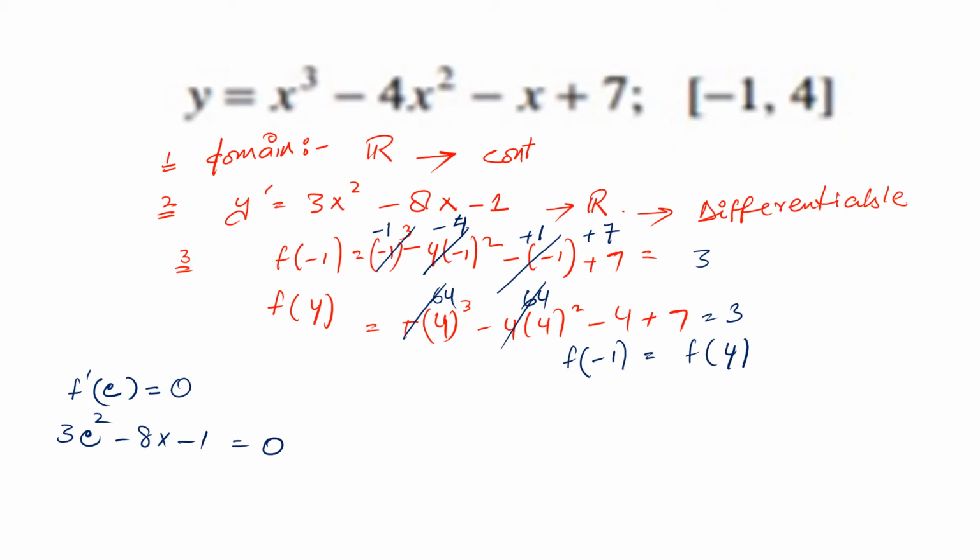So your answer here, the c value, because it is not a perfect square, you will get a c value as 2.78, and the other value you will get as -0.1. Now again, both the values lie between the closed interval, so both are your answers.